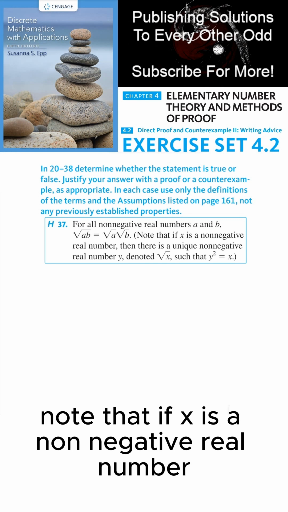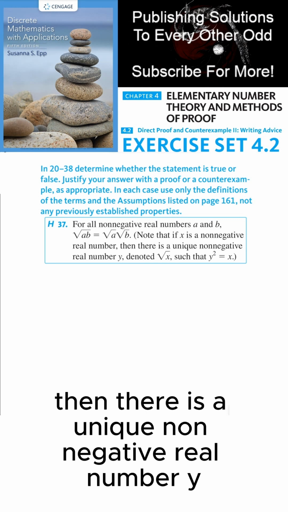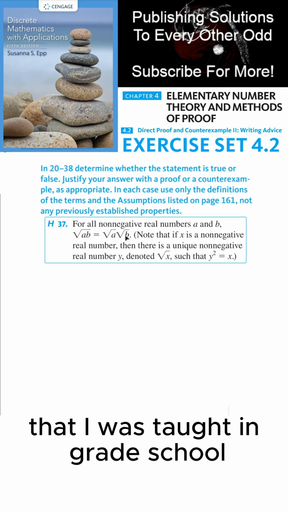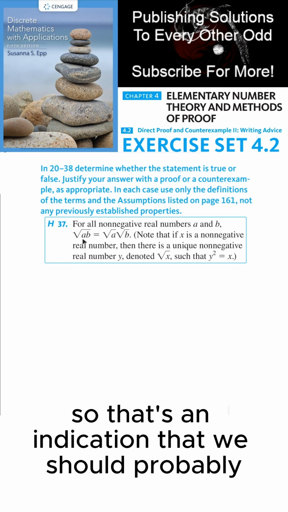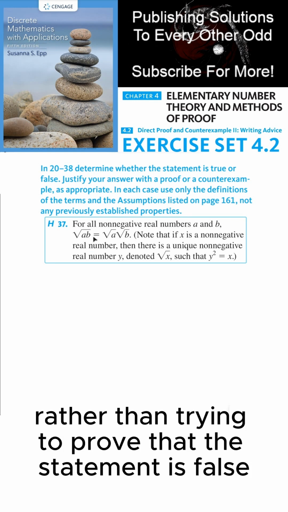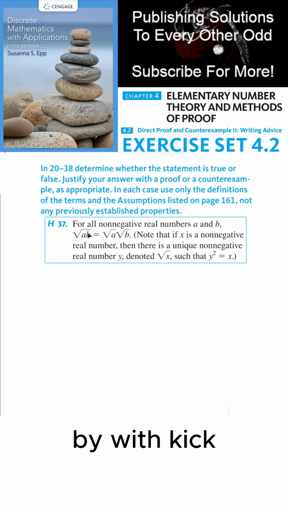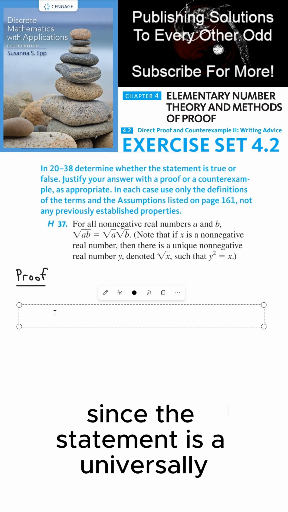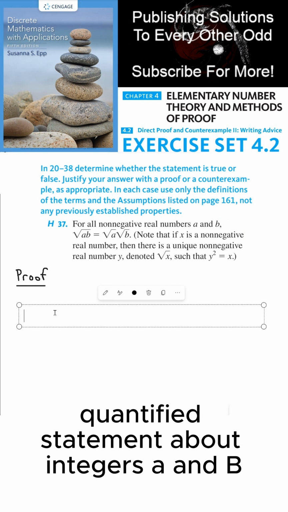Note that if x is a non-negative real number, then there is a unique non-negative real number y, denoted the square root of x, such that y squared equals x. Now, this is an algebraic property that I was taught in grade school, so that's an indication that we should probably prove that this statement is true rather than trying to prove that the statement is false by using a counterexample.